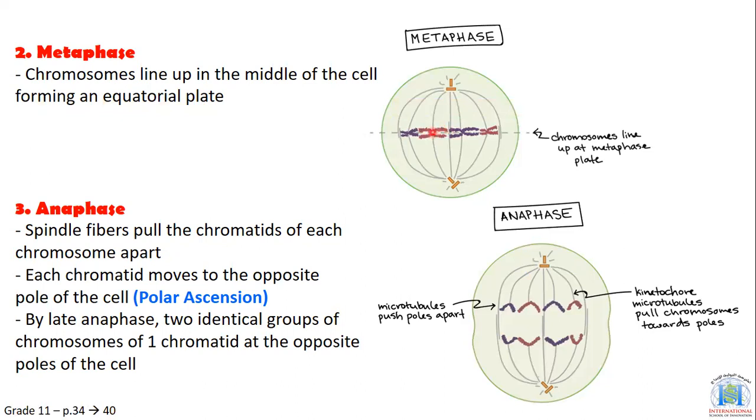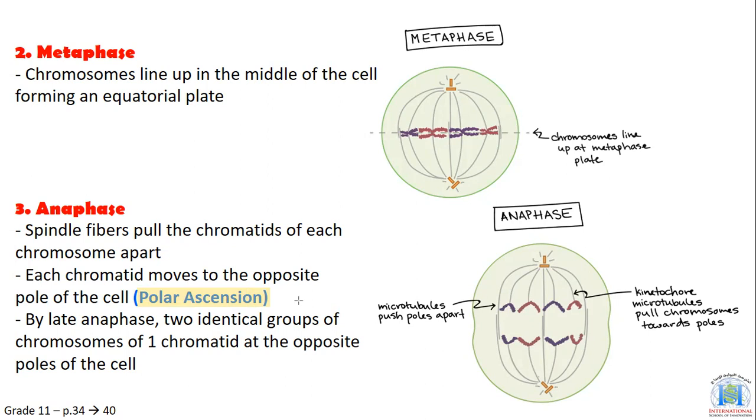These chromatids separate during anaphase. So we call this polar ascension. It's when the 2 chromatids separate and each chromatid moves to a pole, okay? So each chromatid moves to the opposite pole of the cell. This process is called polar ascension. Polar ascension, meaning the chromatids are separating and moving toward the poles, the 2 opposite poles of the cells.